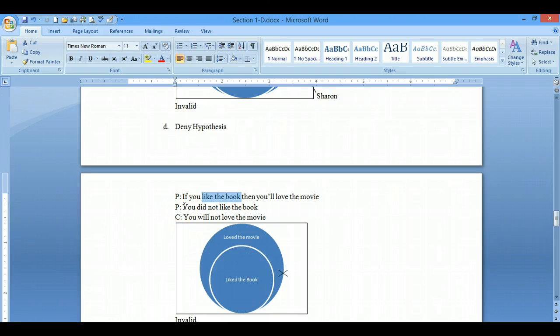Denying the hypothesis, you did not like the book. The conclusion of the argument is you will not love the movie. Did I definitively get us there? Remember the V, starting at your shoulders, moving down? Did I lead us to that point in the V? So you did not like the book. That means I am not in the book circle, but it doesn't tell me which circle I'm in. It just told me which circle I'm not in. So I could be in the loved the movie, but I could be outside of the loved movie. I don't know. It doesn't definitively lead us there, which means it's an invalid argument.